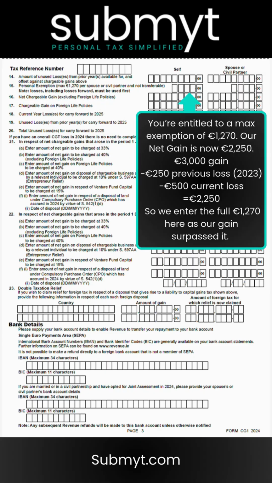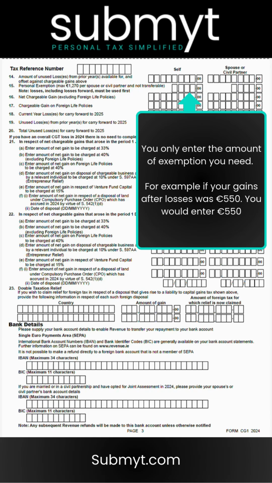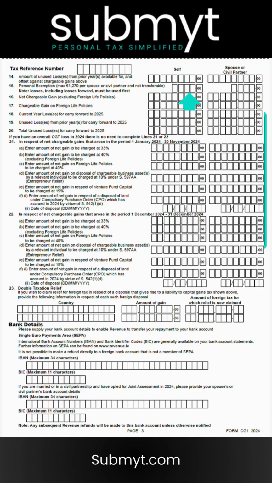So we also have an exemption of 1,270 maximum. So our net gain is 2,250 when we factor in that previous loss. So we would enter the full amount there. You only enter the amount of exemption that you need. So if our total gain was €550, we would enter 550 in that box, never exceeding 1,270.